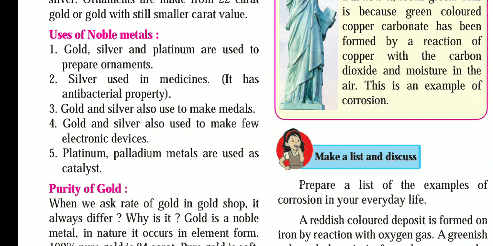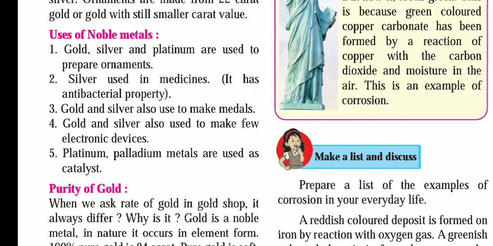Fourth, gold and silver are also used to make a few electronic devices. For example, if a satellite is made, gold and silver are used for many things built into the satellite. That is why it is given that gold and silver are also used to make a few electronic devices.